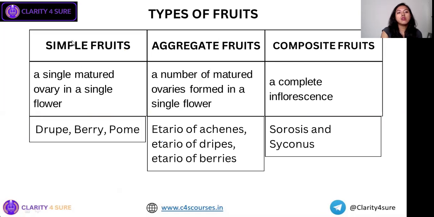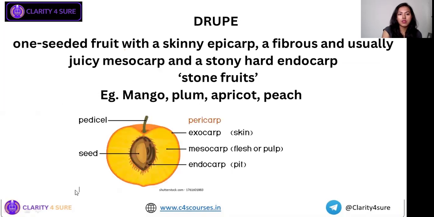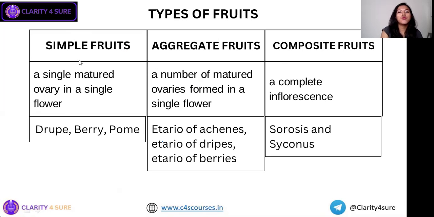Now, there are basically three types of fruit, okay? Depending upon the morphology I'm talking about. So there are three types of fruits: simple fruits, aggregate fruits, and composite fruits, right? So in case of simple fruits, we'll see that there is a single matured ovary in a single flower. So simple fruit, you see a single matured ovary in a single flower. And this simple fruits examples are like drupe, berry, pome.